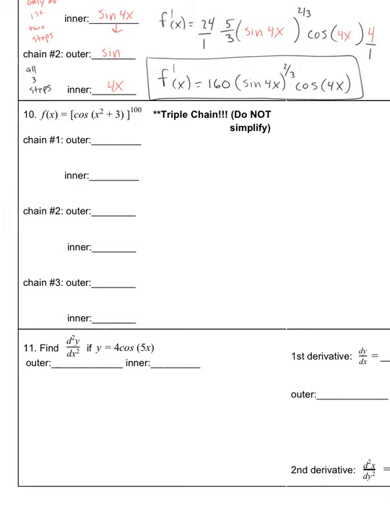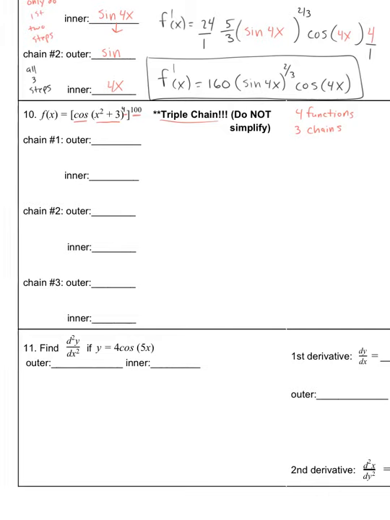Okay, ready for a triple chain? How do we know it's a triple chain? Well, you count the number of functions. We have the cosine, we have x squared plus 3, we have something to the 4th, right there, and we have something to the 100th. 4 functions. The number of chains is always 1 less. So 4 functions, that means we have 3 chains. This is a triple chain.